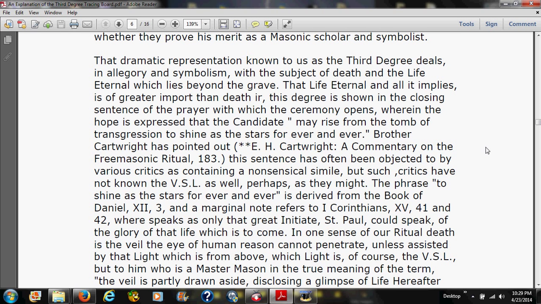The phrase, to shine as the stars forever and ever, is derived from the book of Daniel, and a marginal note refers to 1 Corinthians, where only that great initiate Saint Paul could speak of the glory of that life which is to come. In one sense of our ritual, death is the veil the eye of human reason cannot penetrate, unless assisted by that light which is from above.